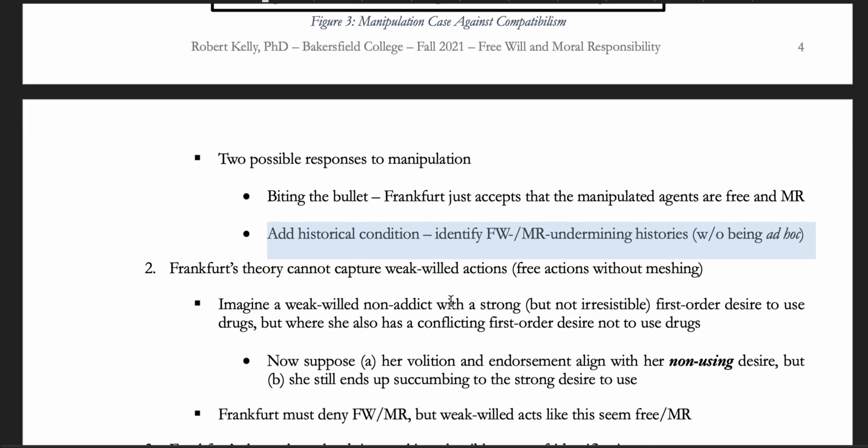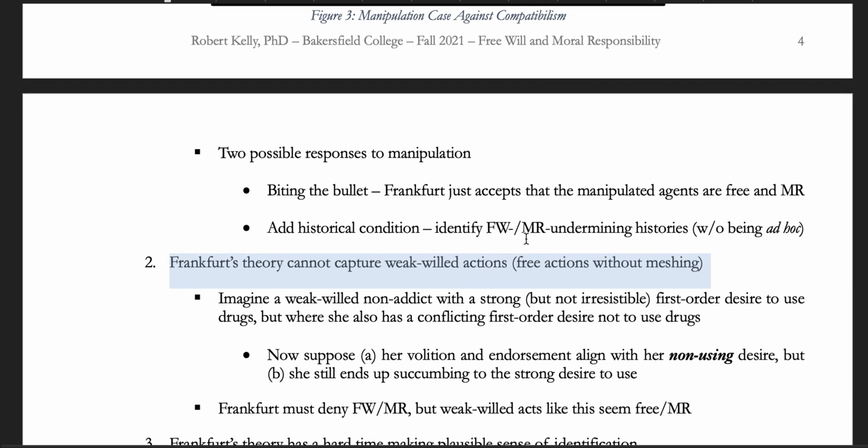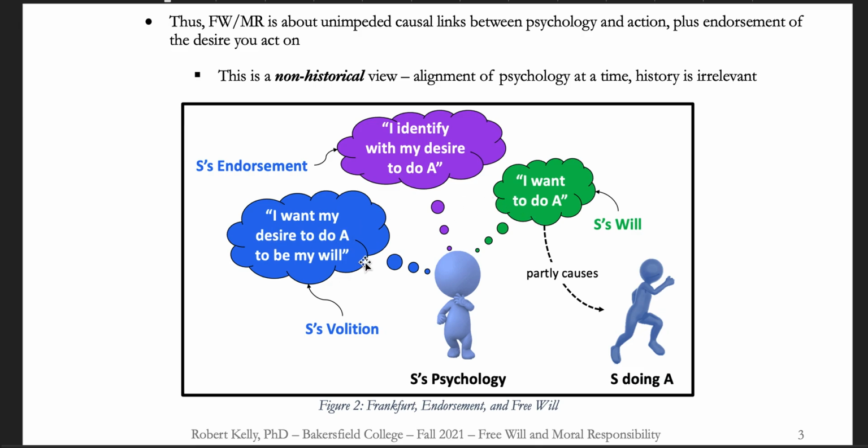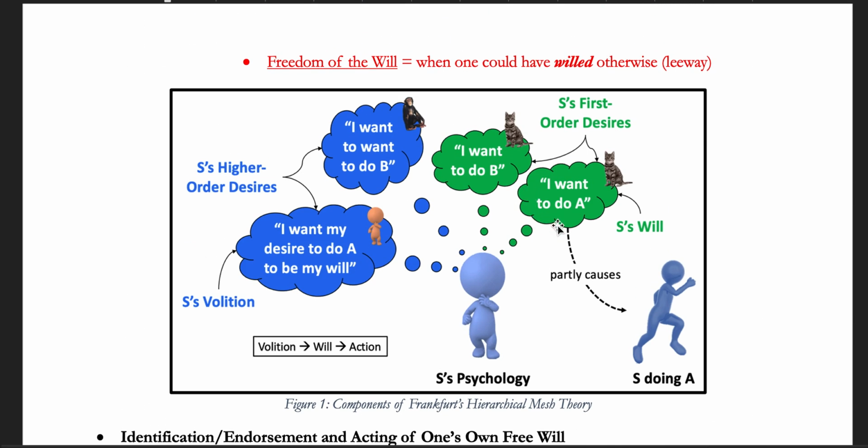A second objection is that Frankfurt's theory can't seem to capture what we call weak-willed actions, where your actions don't really mesh. So you want to do A, you want to do B, you want your desire to do A to be effective because you think, all things considered, A is the best thing to do. But just imagine instead of A causing it, B caused it.